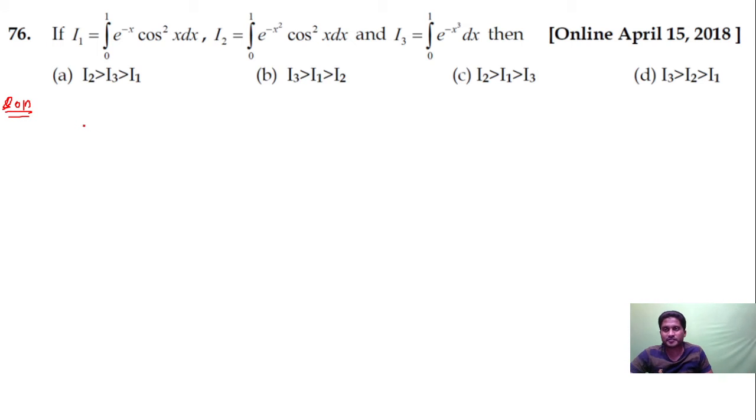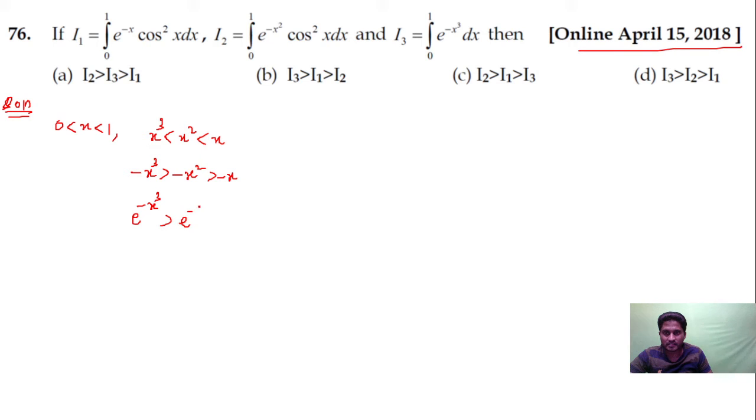Hello guys, let us discuss this question. This is the 2018 online paper question on I1, I2, I3, integrals from 0 to 1. Whenever x lies between 0 and 1, x cube is less than x square, which is less than x. Obviously, minus x cube is greater than minus x square, which is greater than minus x. If I multiply by minus, the inequality changes. So e power minus x cube is greater than e power minus x square, which is greater than e power minus x.